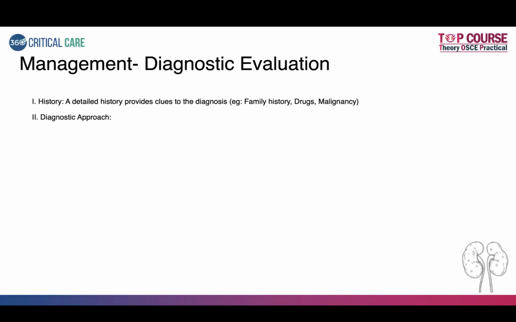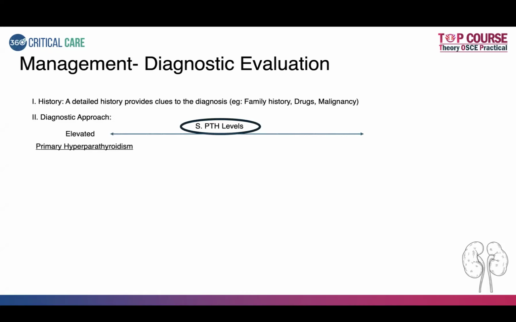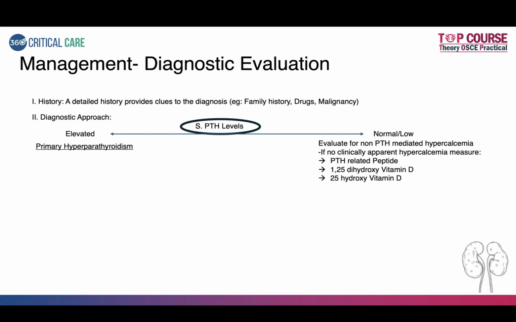Next is the diagnostic approach with regard to the tests that need to be done. The first important test is the serum parathormone level. If it is elevated, then it goes in favor of primary hyperparathyroidism, and like I said, it can be either because of an adenoma or a hyperplasia. Whereas if it is normal or low, you need to look for other causes.